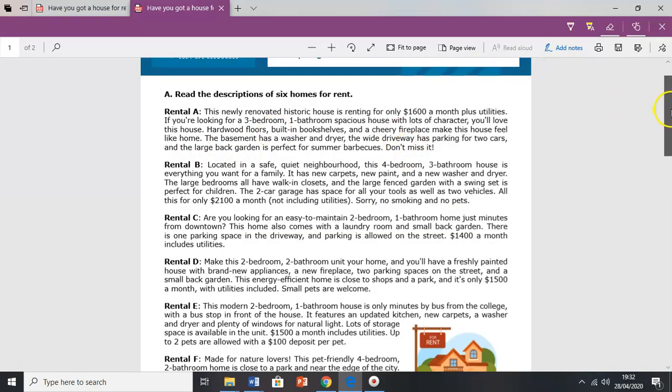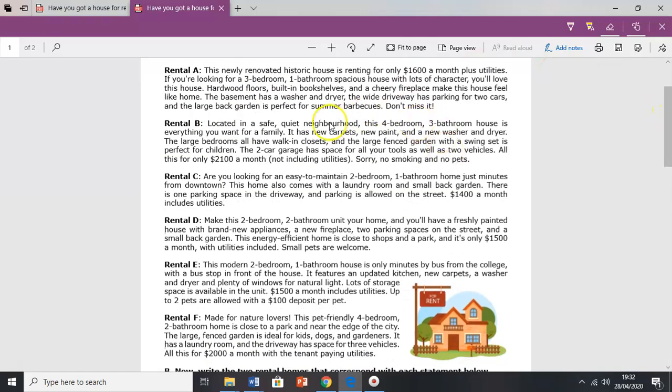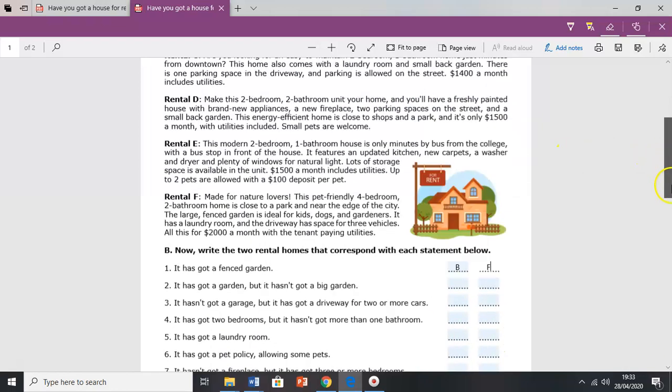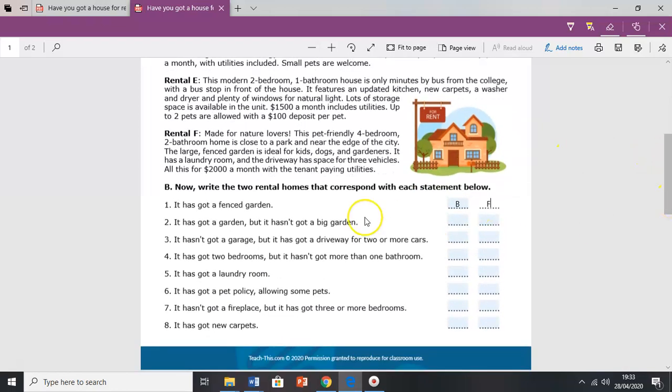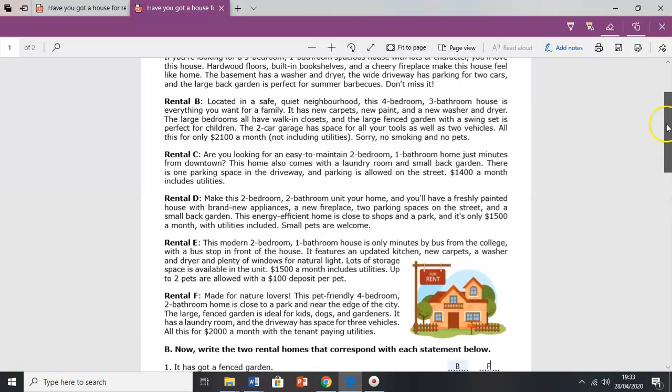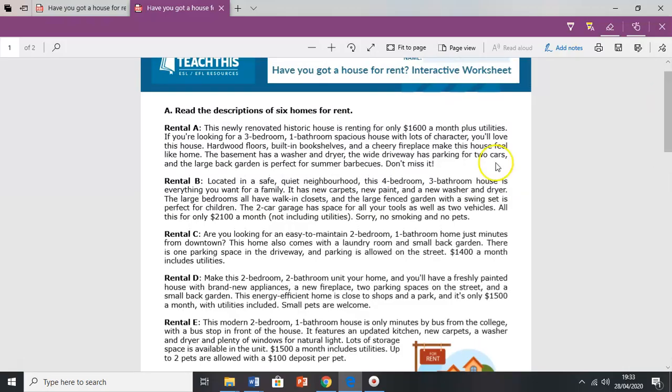Okie doke. So let's have a look at B. Now the garden. Ooh, a large fenced garden. Is that good? What was the question? It hasn't got a big garden. No, that's not good, because large is the same as big.